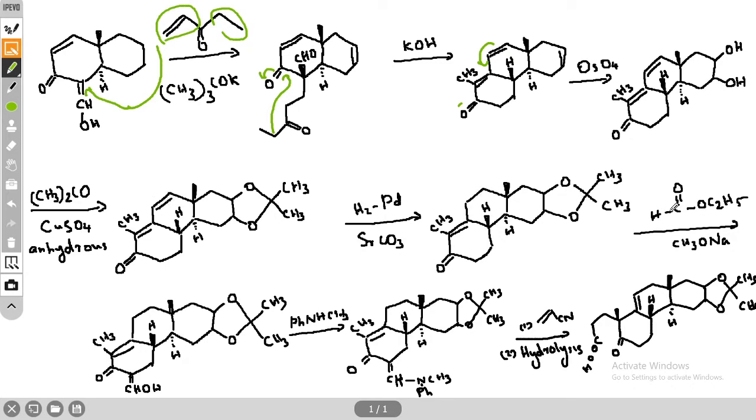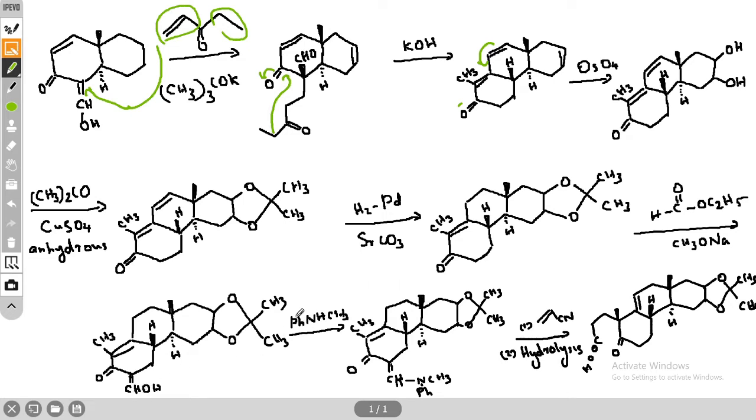Then it again condenses with ethyl formate in the presence of sodium ethoxide. So the mechanism will be in the presence of CH3ONa. One of the hydrogens is removed from here, and this will attack here, and this will go here, and this C2H5 is removed, and after elimination of a water molecule we will get this compound.